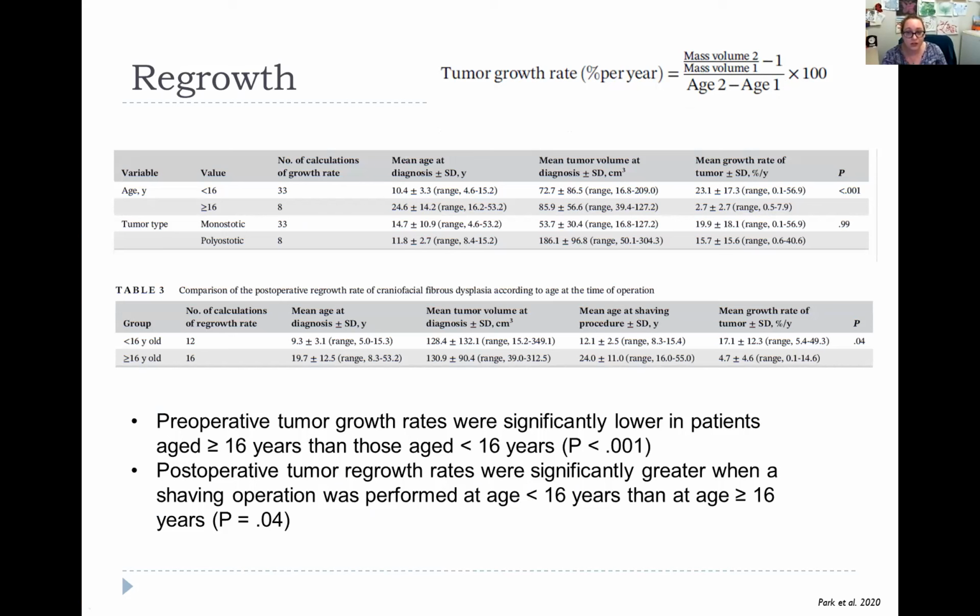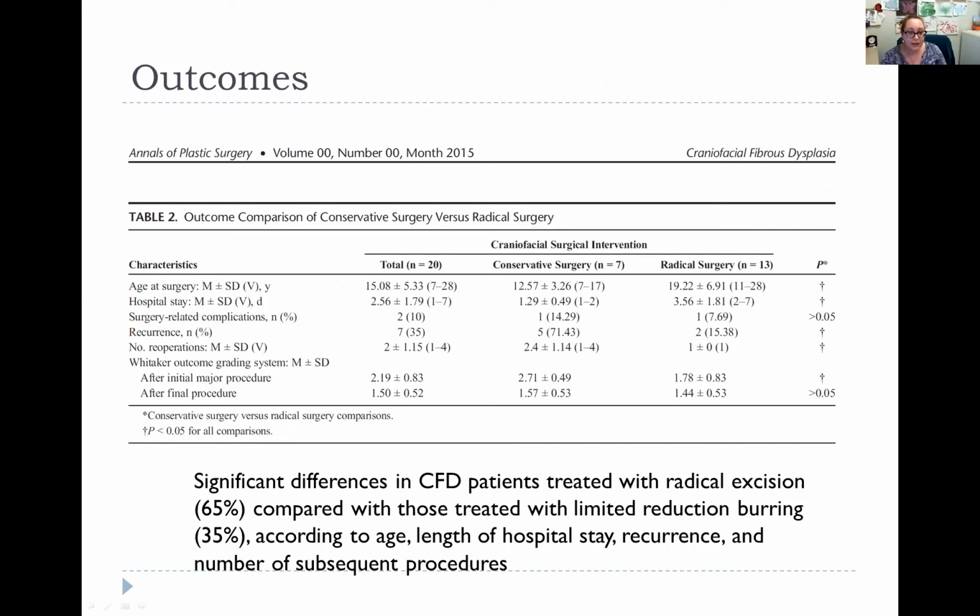But effectively, their conclusions were that the preoperative tumor growth rates were significantly lower in patients who were older than 16 years than those less than 16 years, and that postoperative tumor regrowth rates were significantly greater in those less than 16 years than at greater than 16 years. And I think this goes along with the whole concept of waiting for skeletal maturity, which in many young people occurs around the age of 16. So I think this is good evidence to support when subjects should be having surgery to help prevent against regrowth.